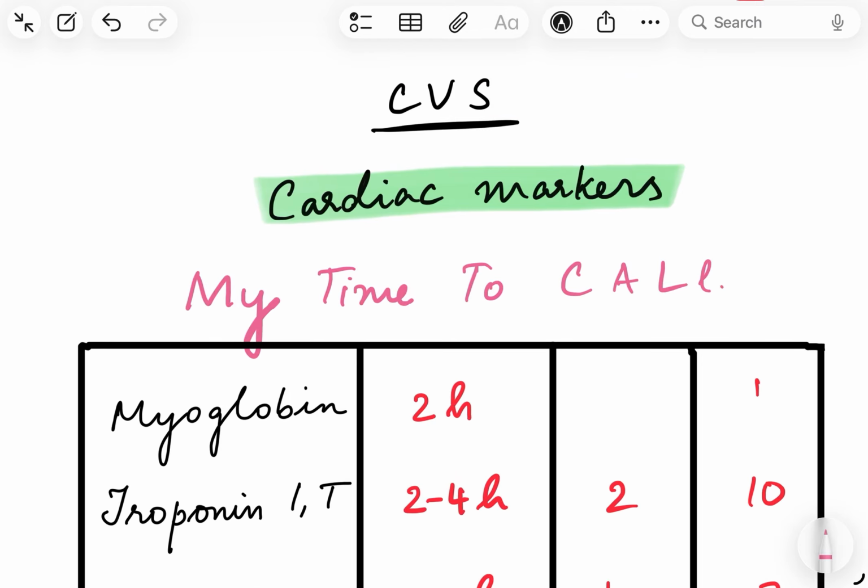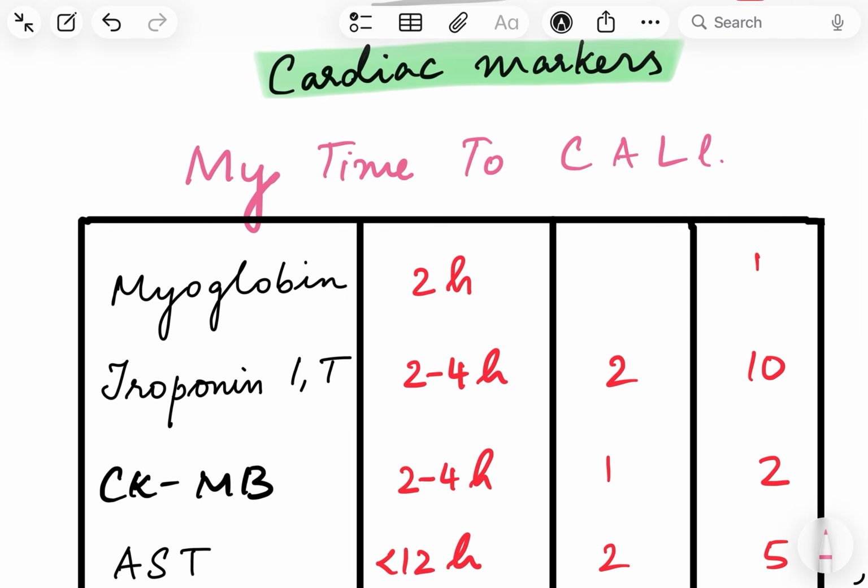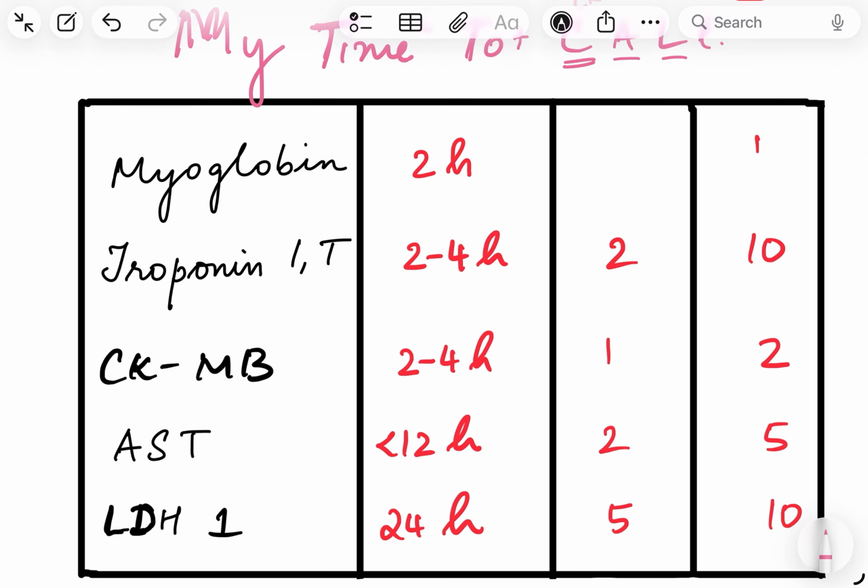Cardiac markers. So we are going to look into the cardiac markers, the rise, the peak and the falling time. The order of cardiac markers appearing in blood goes with the mnemonic "My Time To Call". M is for myoglobin, T is for troponin, troponin I and troponin T. C is for CKMB, A is for AST and L is for LDH.